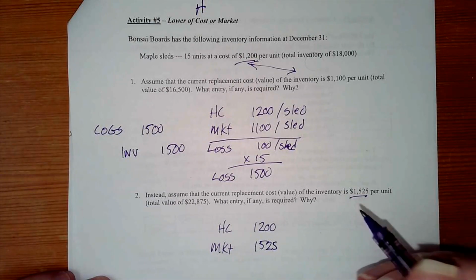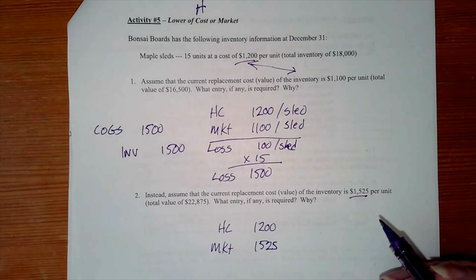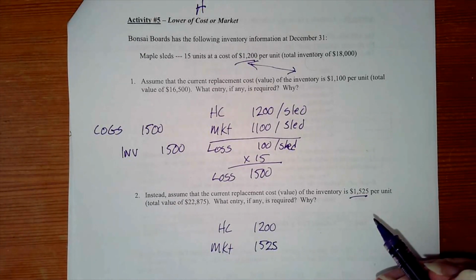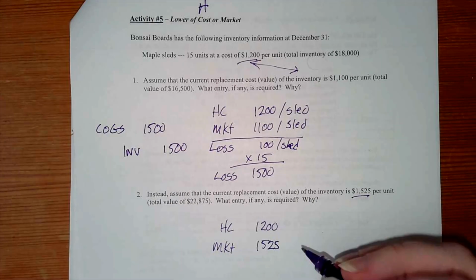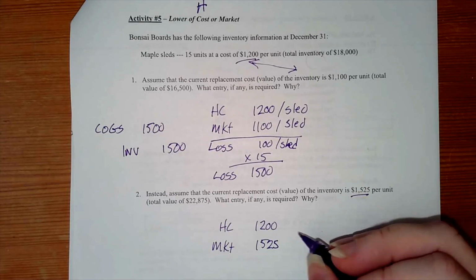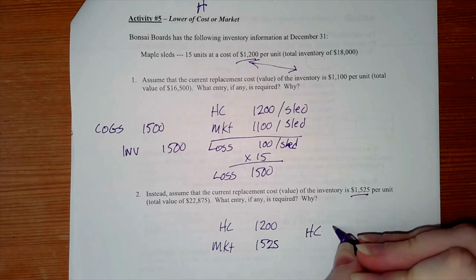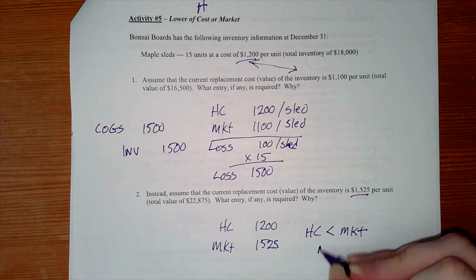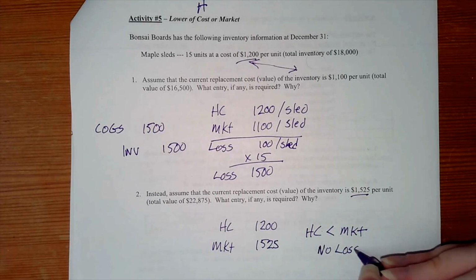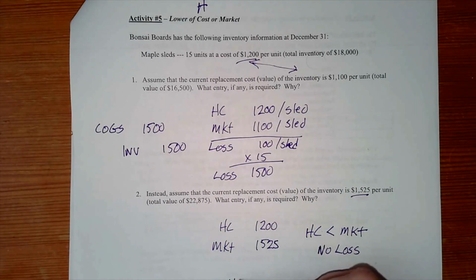No. I mean, you could charge more when you're selling it, but you're not going to be at cost. So what is this? The historical cost is still less than the market, so there is no change. No change and no loss. So there's going to be no journal entry.